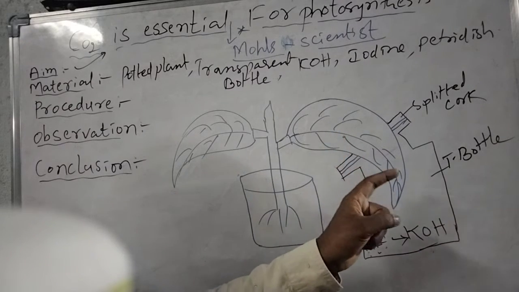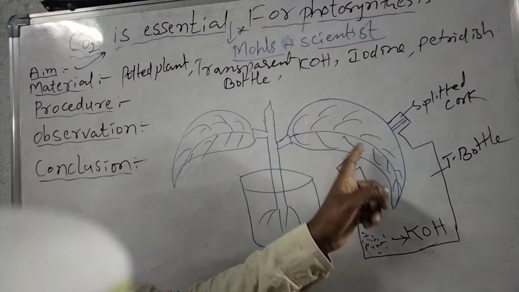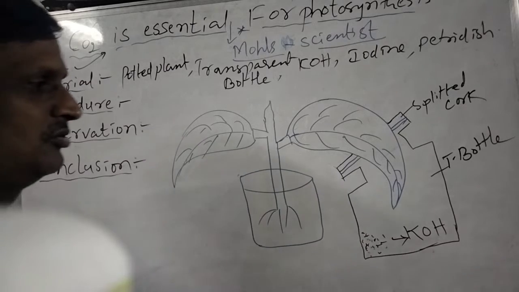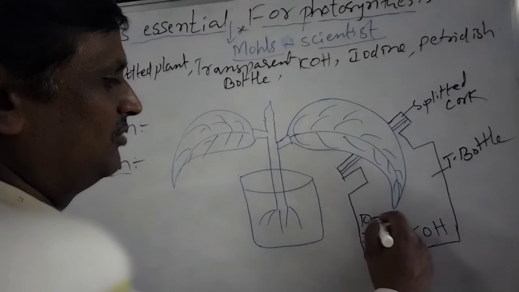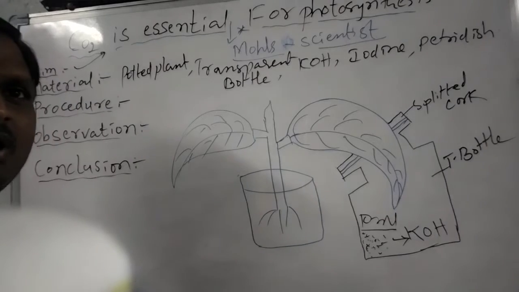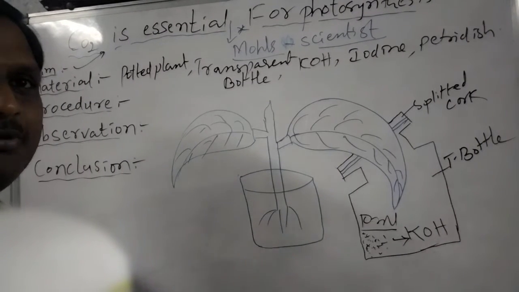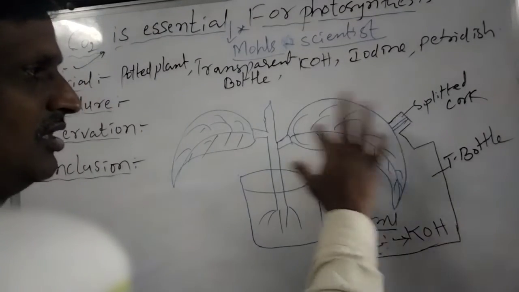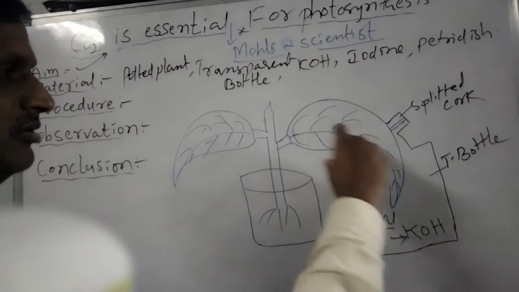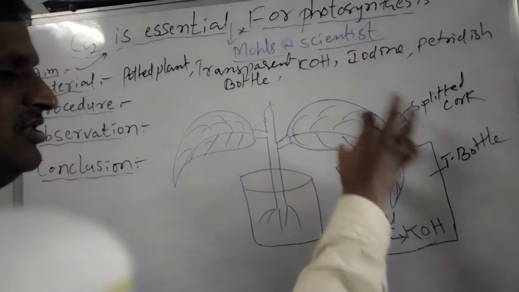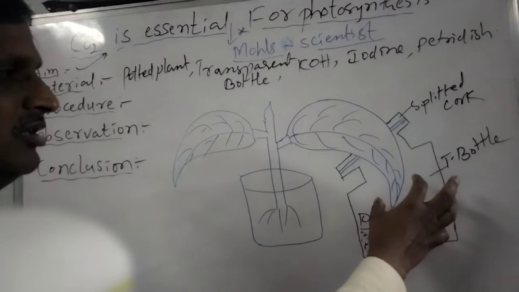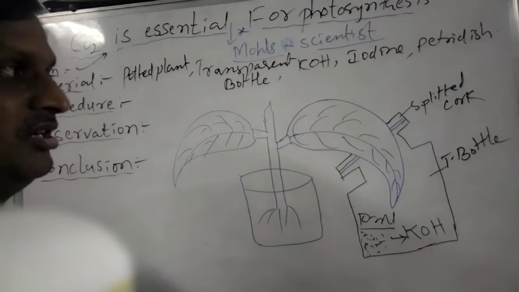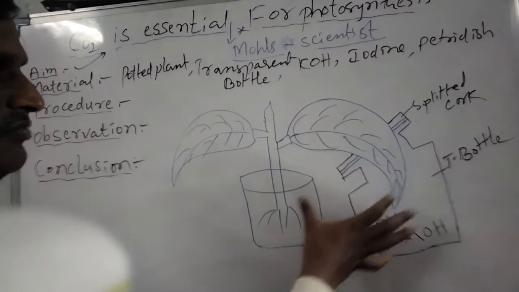Before inserting the long leaf through the split cork, the bottle should have potassium hydroxide solution. This is the compulsory precaution. Before inserting the leaf through the split cork, the bottle should have 10 ml potassium hydroxide solution, or potassium hydroxide granules or solution, whichever it may be, taken into the bottle. Then the leaf is inserted through the split cork into the bottle. Before inserting, the bottle should have potassium hydroxide. So this arrangement should be made.